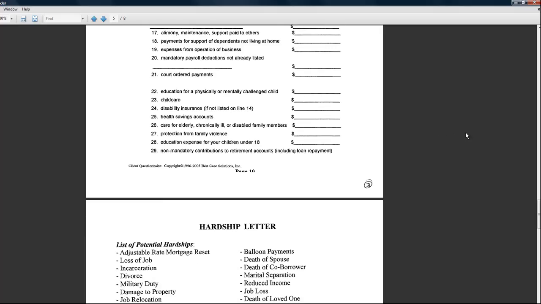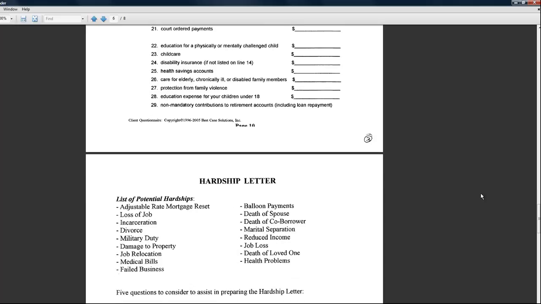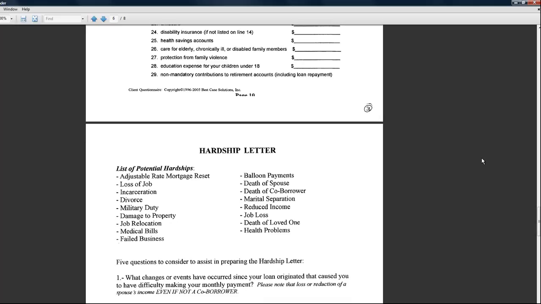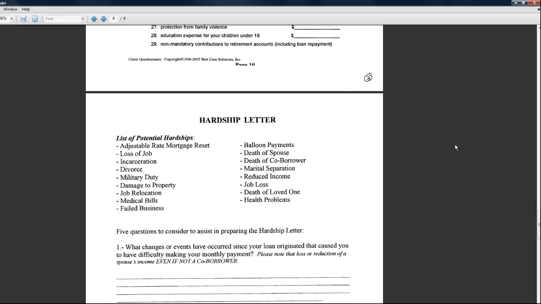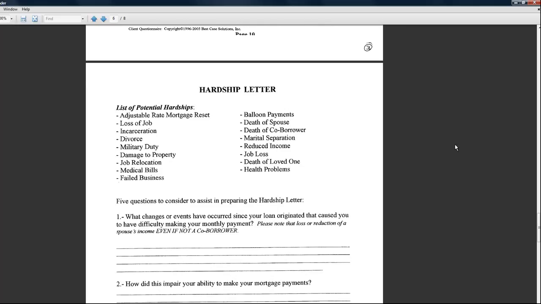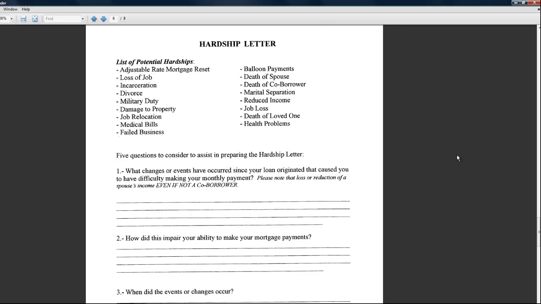The hardship letter, you'll see that there's a list of potential hardships that the attorney's given us. Any one of these will help us with the loan modification process. In addition to that, you're going to ask 5 questions for the attorney. Number 1, what changes or events have occurred since your loan originated? And simply fill this in. Number 2, how did this impair your ability to pay your mortgage payments? Fill that in.